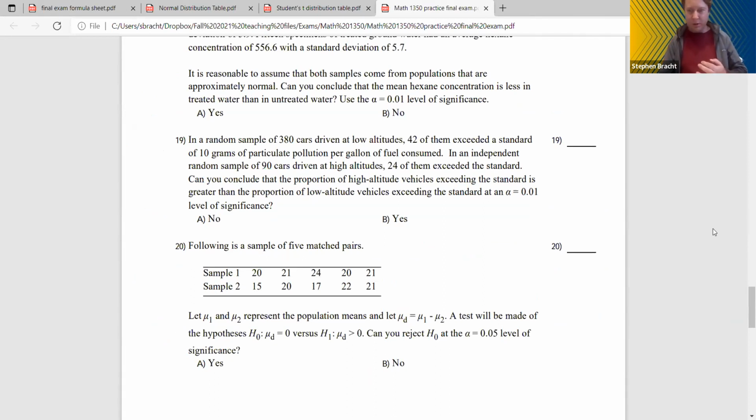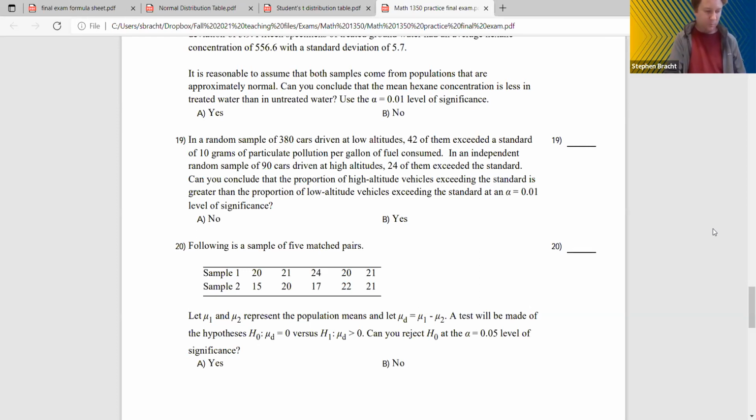Okay, 19, we're comparing two proportions. In a random sample of 380 cars driven at low altitudes, 42 of them exceeded a standard of 10 grams of particulate pollution per gallon of fuel consumed. In an independent random sample of 90 cars driven at high altitudes, 24 of them exceeded the standard. Can you conclude that the proportion of high altitude vehicles exceeding the standard is greater than the proportion of low altitude vehicles exceeding the standard at a 0.01 level of significance?